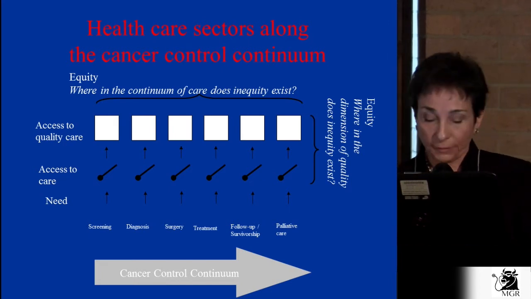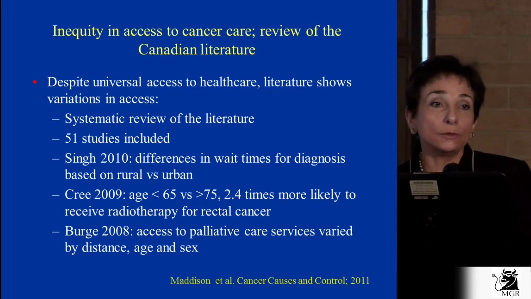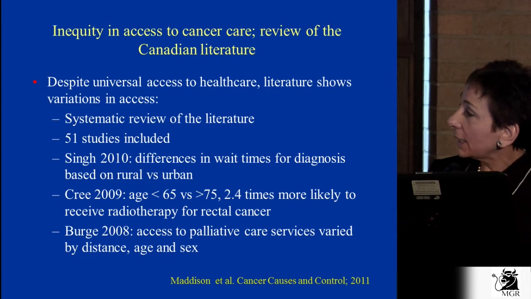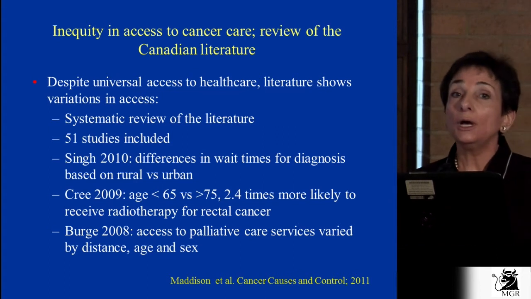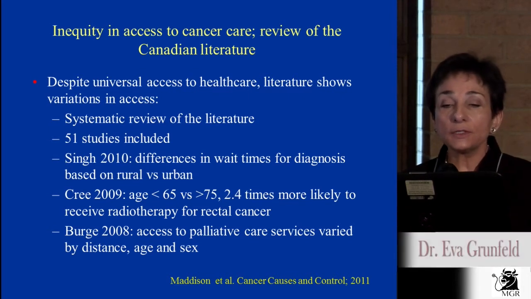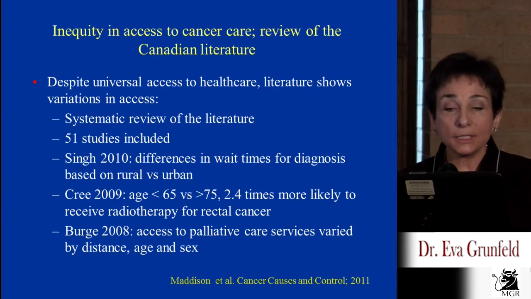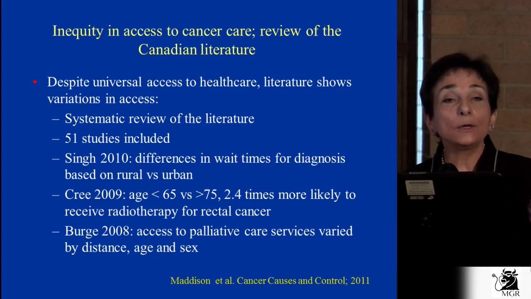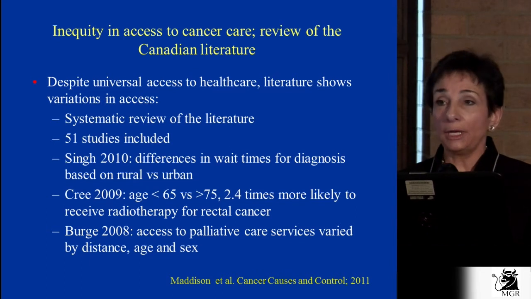I'm just going to give you a little flavor of the work that Andre Madison did. The first thing he did was a systematic review of inequity in Canada, reported in Cancer Causes and Control in 2001. He found that there were 51 studies in Canada that looked at the issue of inequity in cancer care. A couple of the findings were that there were differences in wait times for diagnosis if you were based in a rural versus an urban setting. There were differences in the receipt of appropriate radiotherapy if you were younger versus older. And there were differences in access to palliative care depending on how far you lived from the palliative care program, your age, and your sex.